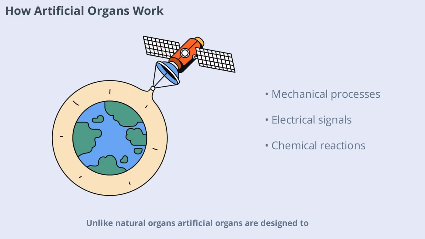Like natural organs, artificial organs are designed to achieve functional results using different processes. They may use mechanical pumps, electrical signals, or chemical reactions to mimic the work of a heart, kidney, or other organ. The focus is on restoring the lost function, not necessarily replicating the exact structure. This approach allows for creative solutions, but also presents unique challenges in adapting to the body's needs.